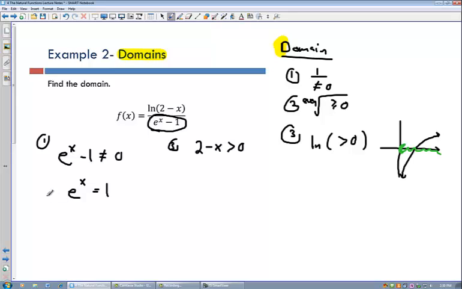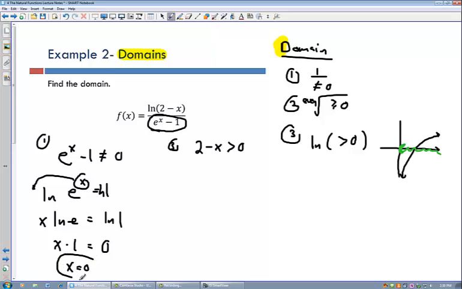I can ln both sides. So ln both sides, and then my x can come down in front. So I get x ln of e is equal to ln of 1. And so x ln of e is x times 1, and ln of 1 is actually 0. And so I just get x equal to 0. So I do not want this to happen, because otherwise I'll be dividing by 0 in the denominator.